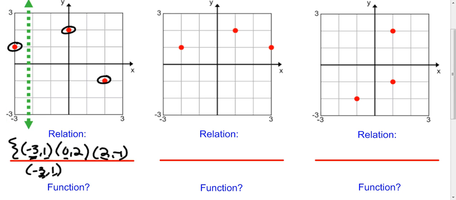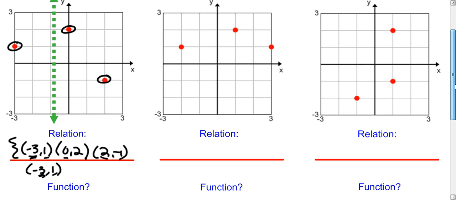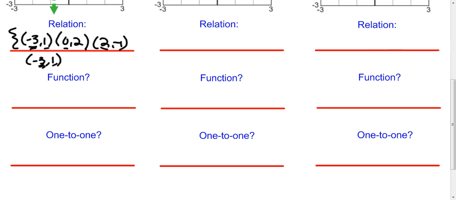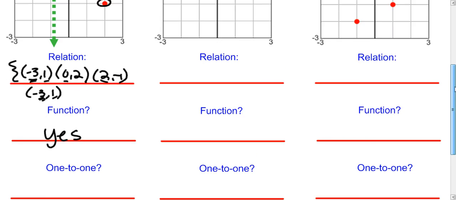So if I drag this vertical line across, I'm only hitting one spot, one spot, one spot. Never do I hit more than one coordinate at a time, and so therefore it is a function, okay? So yes, this one is a function, and then we're going to come back to the one-to-one piece in just a minute.